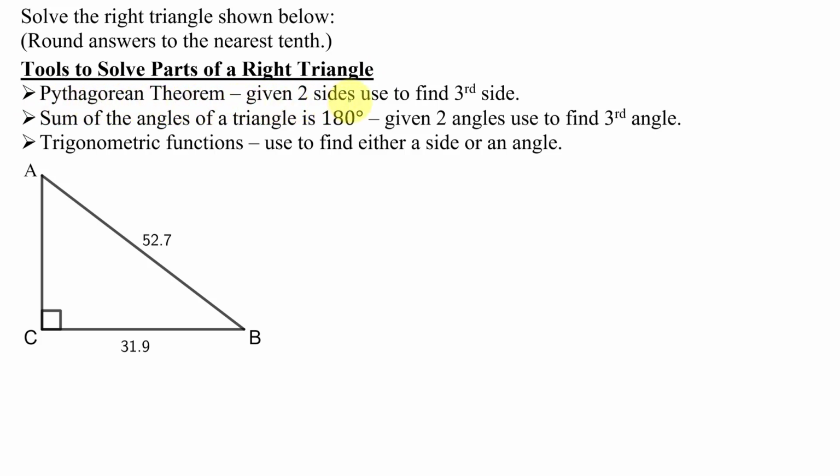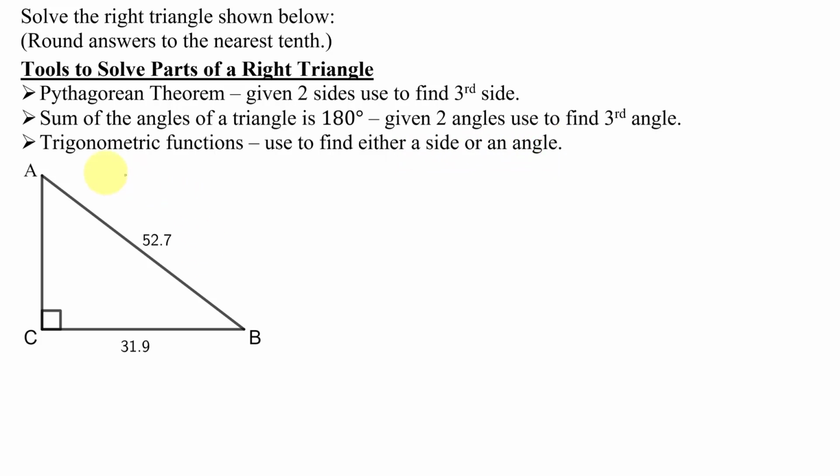Given two sides, we can use it to find the third side. Next, the sum of the angles of a triangle is 180 degrees. Given two angles, we can use it to find the third angle. And lastly, trigonometric functions, which we can use to find either a side or an angle.